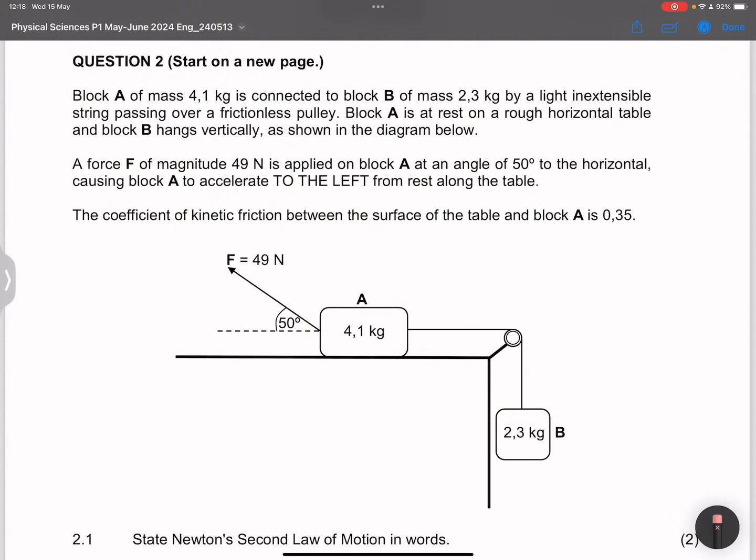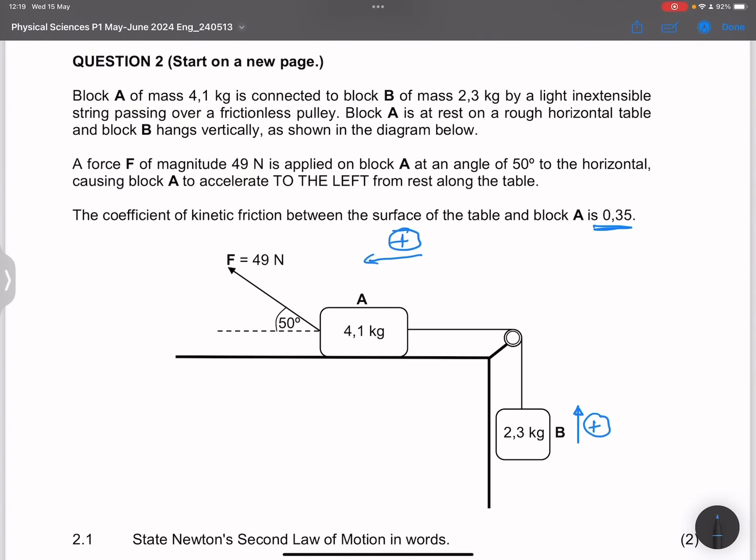All right, that is definitely very important. So we know that A would be accelerating in that direction. So we might as well just say, for A, that's our positive direction. Now, if A goes to the left, automatically it means B would be going up. And so for B, upwards is positive. Right, so they say the coefficient of kinetic friction between the surface of the table and block A is 0.35.